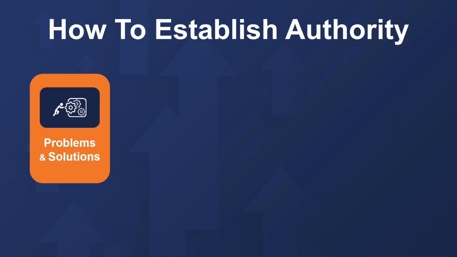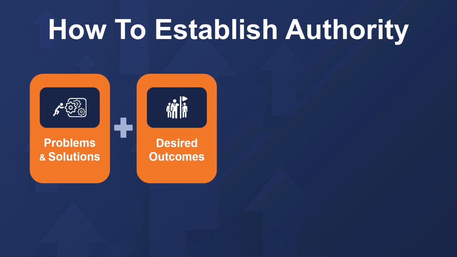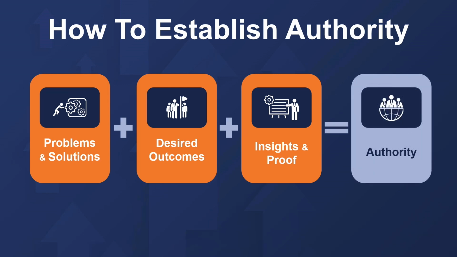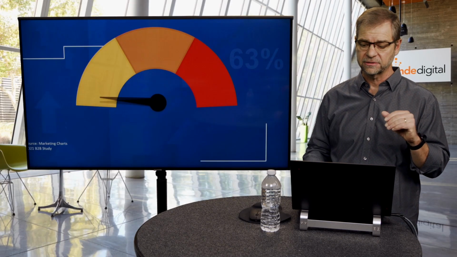So number one, if we're going to establish authority, we need to talk about problems and solutions. We need to add desired outcomes to that. Then we need to add insights and proof that this stuff actually works. And when we do those three things together, we're actually establishing authority for our business.